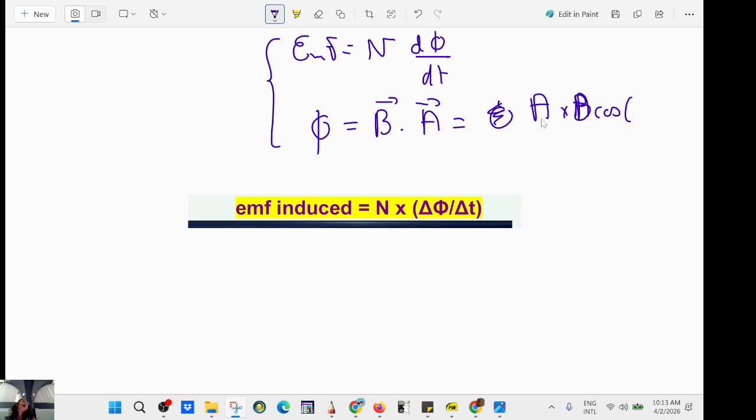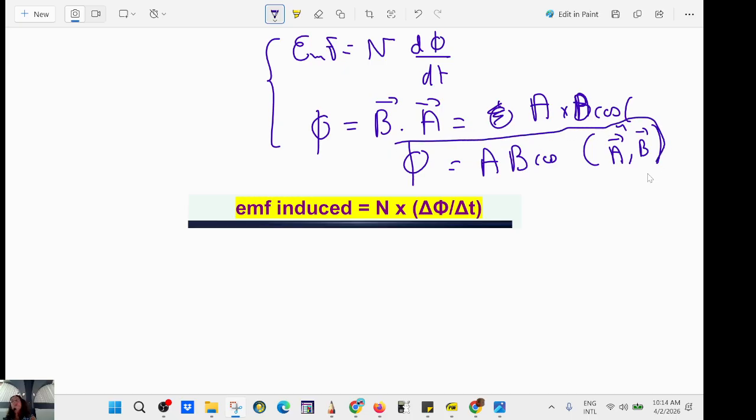But the Gauss law, it's a closed surface. Here it's a membrane, so it's an open surface. So it's going to be A times B, and here you have the cosine between the area and B. Okay, so I'm not going to explain why, because we already talked about flux.